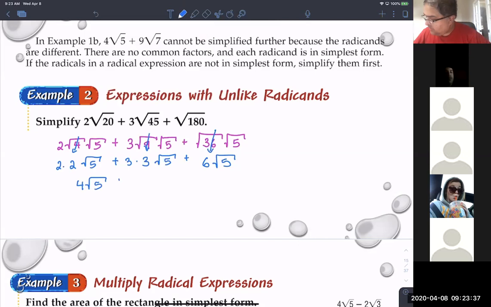multiply the outside numbers. Okay. And what do we get when we combine everything? 19 root 5. Any questions on that? No.